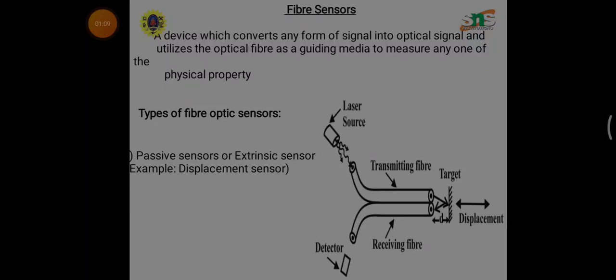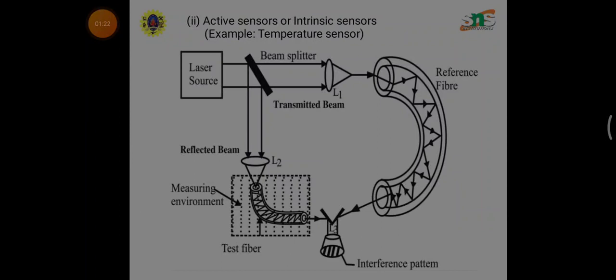The types of sensor are the intrinsic sensor and the extrinsic sensor. Extrinsic sensor means passive sensor, and intrinsic sensor means active sensor. In the intrinsic sensor, the physical parameter to be sensed acts directly on the fiber itself to produce changes in the transmission characteristics. For example, pressure sensor, phase and polarization sensor, and liquid level sensor.